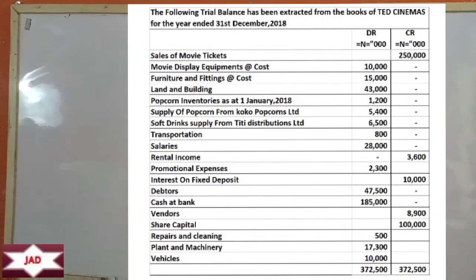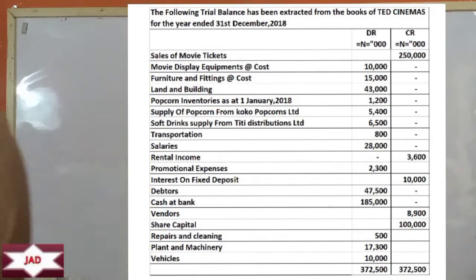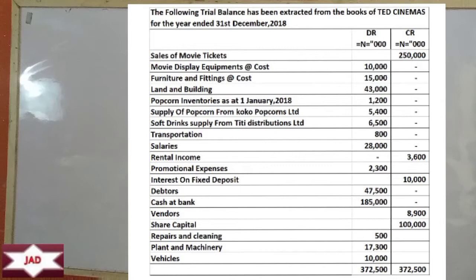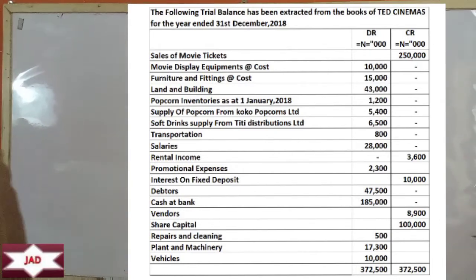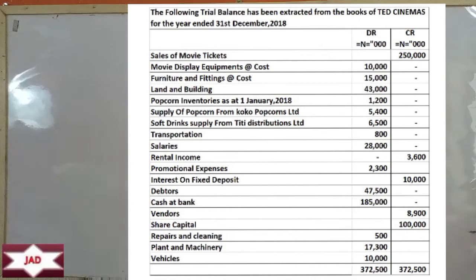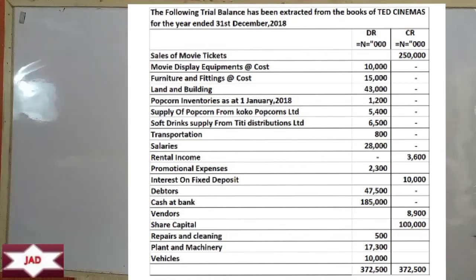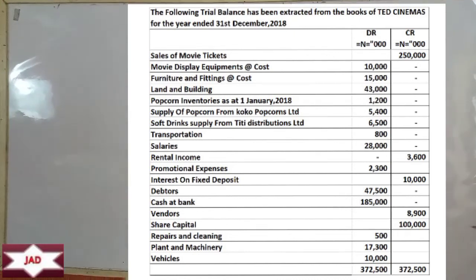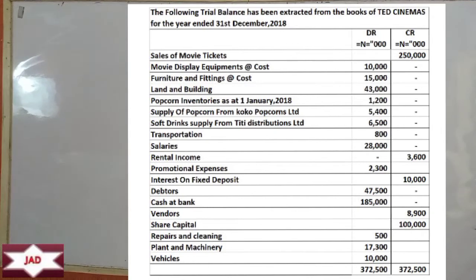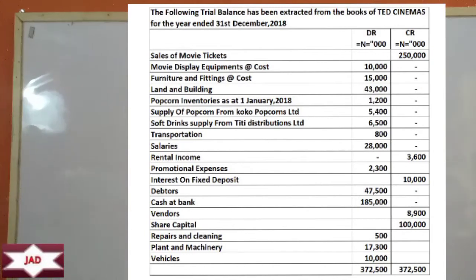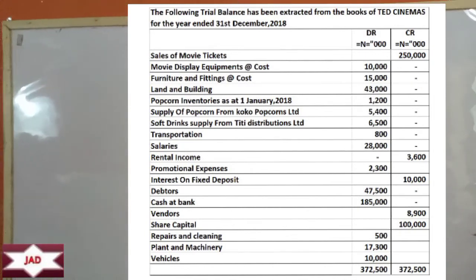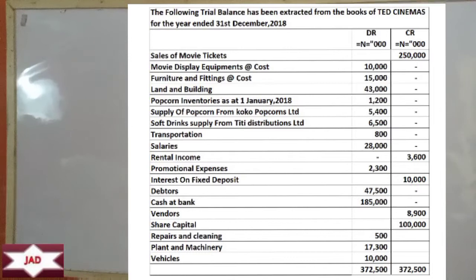Then we have soft drink supply from TT Distributions Limited, 6.5 million. We have transportation, 800,000. Salaries, 28 million. Rental income, 3,600,000. Promotional expenses, 2,300,000. Interest on fixed deposit, 10 million. Debtors, 45 million. Cash at bank, 185 million. We have vendors, 8.9 million. Share capital is 100 million. And then we have repairs, 2.5 million. Cleaning expenses, 500,000. Plant and machinery, 17,300,000. Vehicles, we have 10 million.